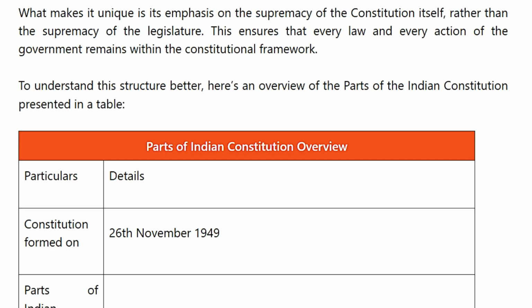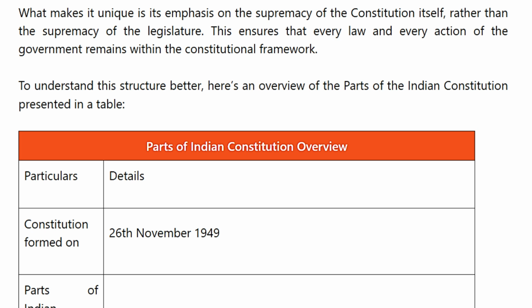What makes it unique is its emphasis on the supremacy of the Constitution itself, rather than the supremacy of the legislature. This ensures that every law and every action of the government remains within the constitutional framework. To understand this structure better, here's an overview of the parts of the Indian Constitution presented in a table.